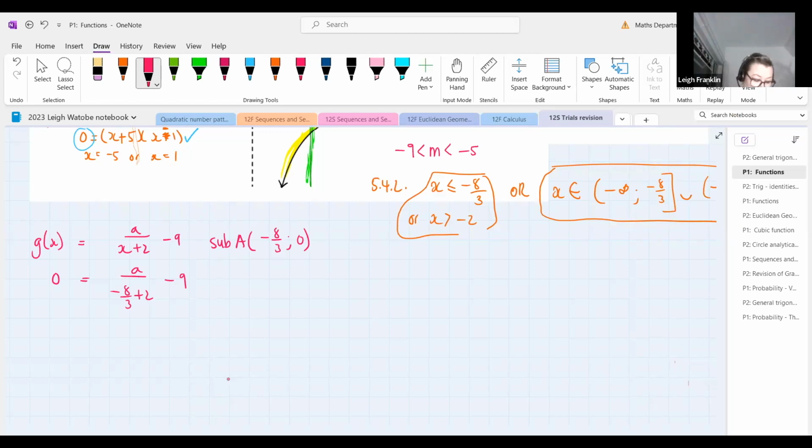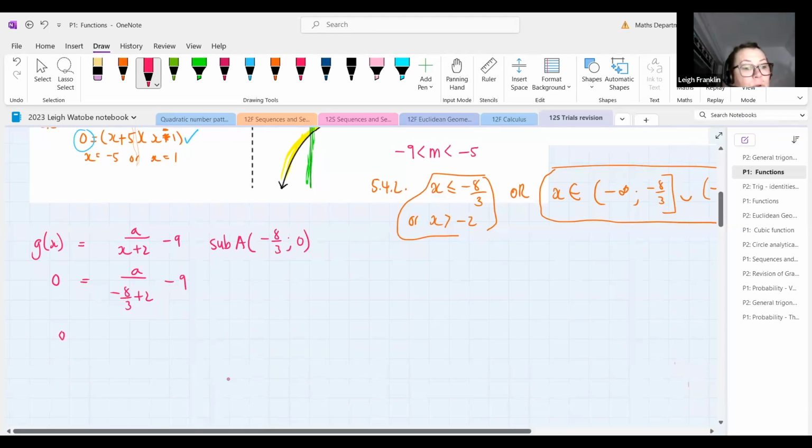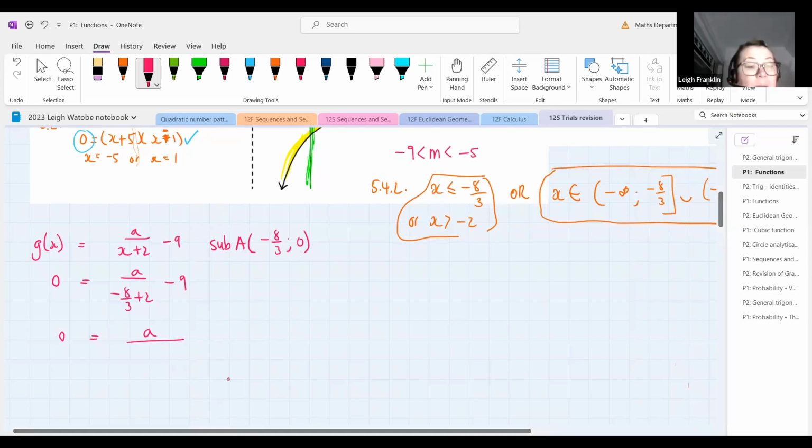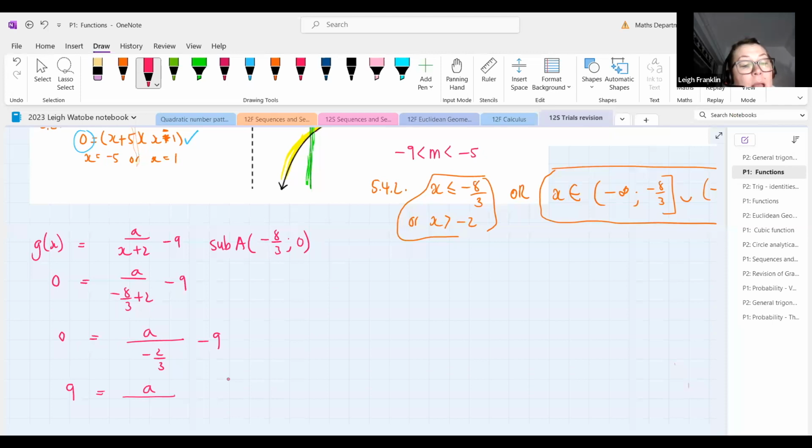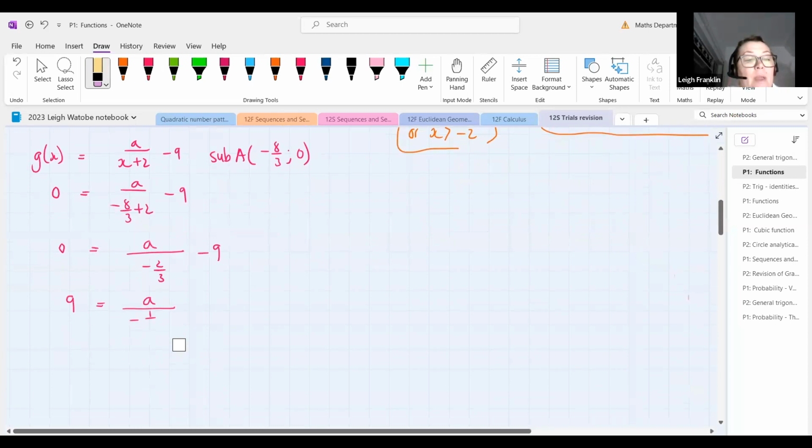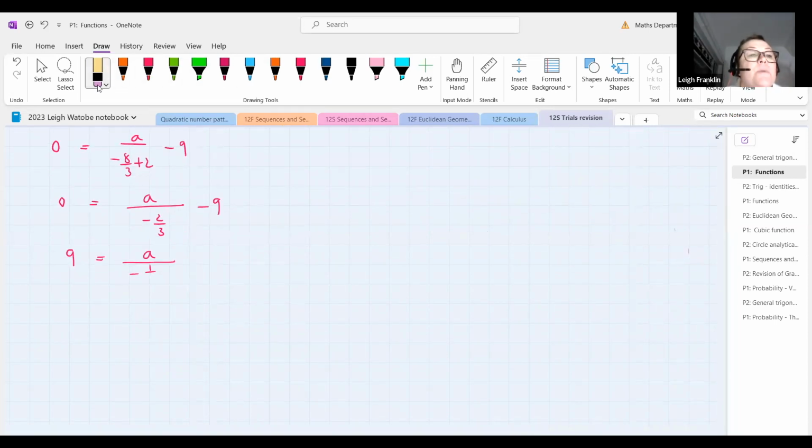All right, so the -8/3 plus 2 leaves us with a strange value underneath here, but it doesn't matter. It's -2/3 and then the -9. What I'm going to do is I'm going to take the -9 over to the other side and make it +9. And now I'm going to, oopsie, why am I writing -1? Now what I'm going to do is cross multiply.